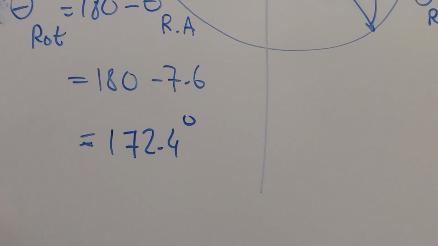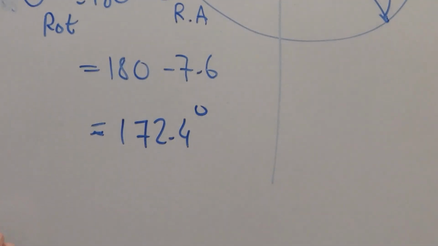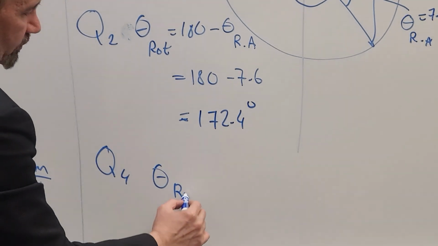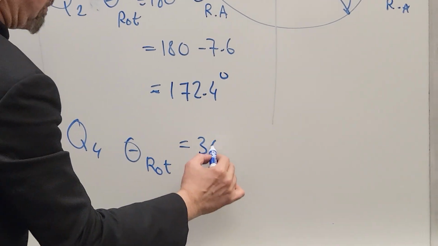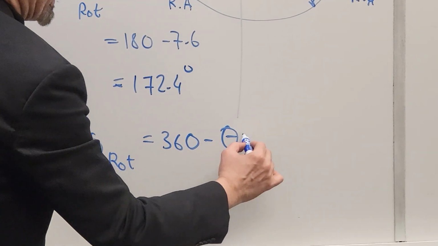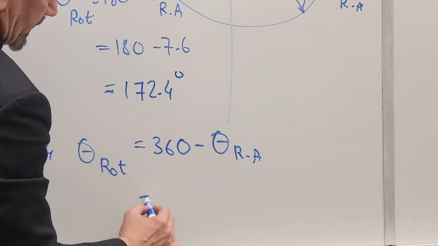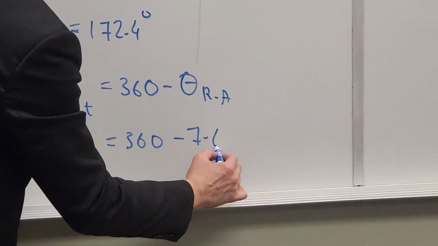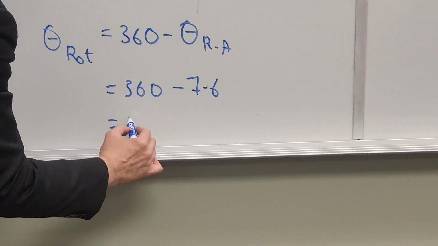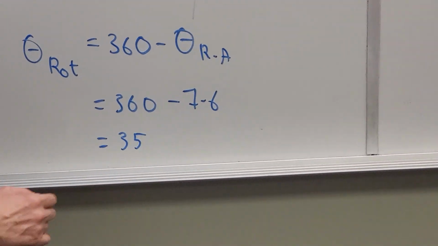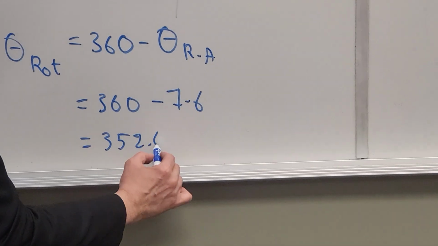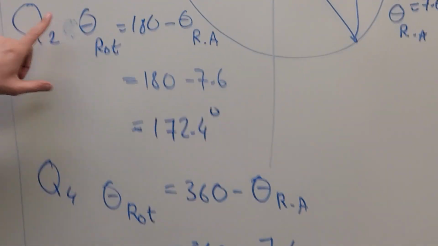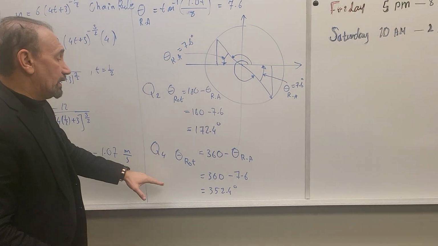For quadrant number 4, when the tangent is also negative, theta rotation in this quadrant is given by 360 minus theta reference angle. So that's 360 minus 7.6. When I subtract that, I get 352.4 degrees. So this is the direction, either quadrant number 2 or quadrant number 4.